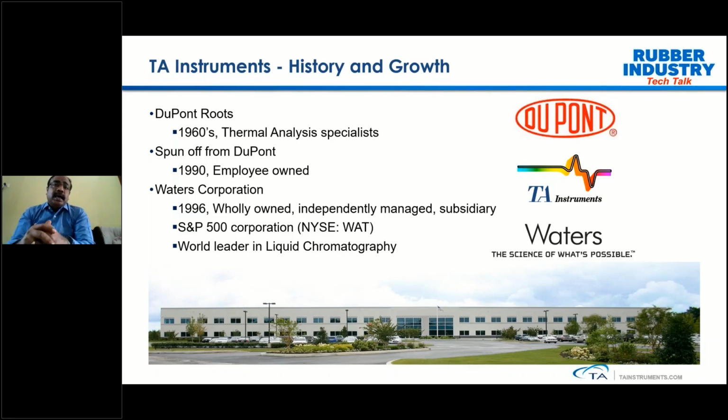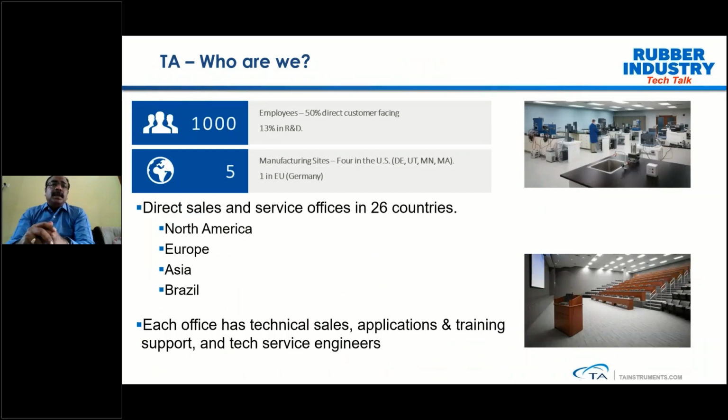We have almost 1,000 employees, and 50% of these employees are in directly customer-facing activities, and 13% are involved in R&D. That's where new instrumentation and new measurement techniques are developed. Coming to manufacturing, we have 5 manufacturing sites across the world, 4 in the US and one in Germany. Coming to direct sales and service, we operate in almost 26 countries covering 4 continents, including North America, Europe, Asia, as well as Brazil.